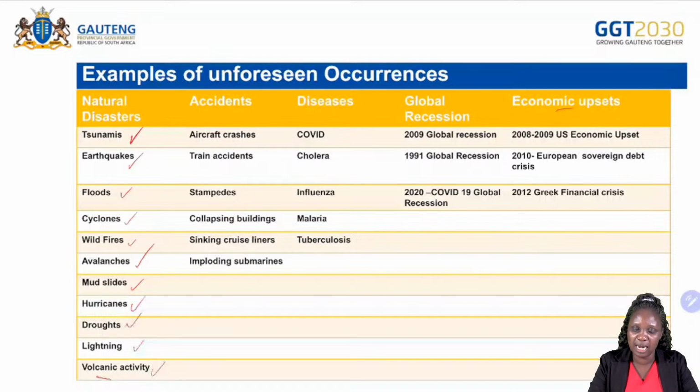All right. Let's look at accidents. Okay. These are examples of unforeseen occurrences. We've got aircraft crashes. These are accidents, aircraft crashes. And then we've got train accidents. Okay. We also have stampedes.